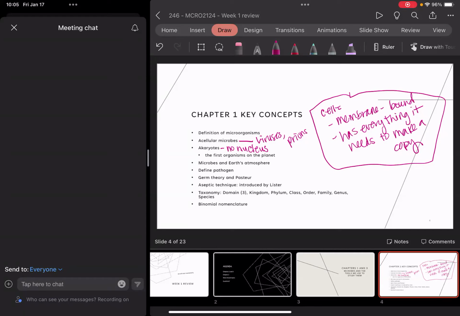Microbes are probably the largest contributors to the atmosphere, and definitely in the beginning of time, they created an oxygenated atmosphere. Now, when we talk about oxygen in the atmosphere, of course plants play a very big part in maintaining that, but microbes are still our heavy hitters for that. So microbes are largely responsible for our oxygenated atmosphere. A pathogen is just any microbe that is responsible for causing illness.